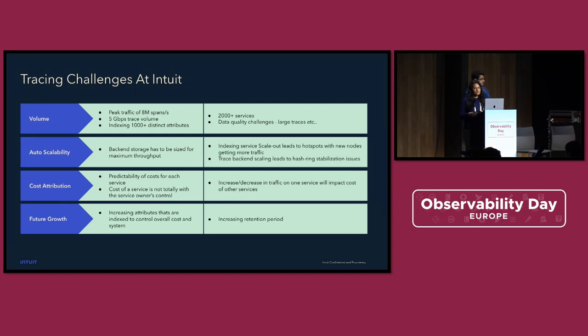Also, due to the statefulness of data, the backend storage has to be pre-scaled for maximum throughput at all times. Also, the cost attribution predictability becomes a little difficult. We are from the platform team and we have to attribute the cost back to service owners. So an increase or decrease in traffic on any one service can have huge implications on cost across all the services.